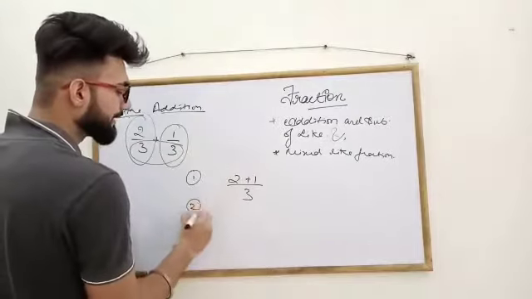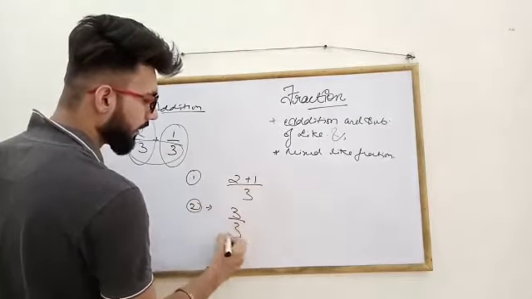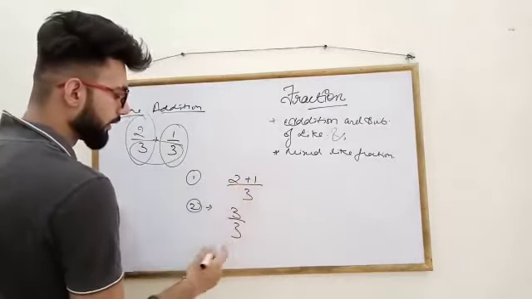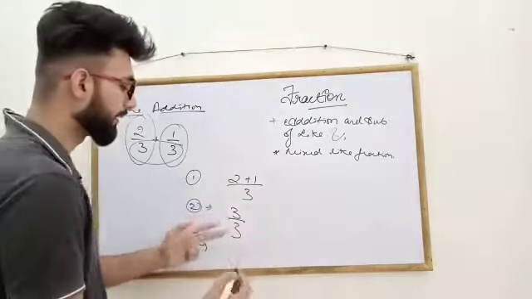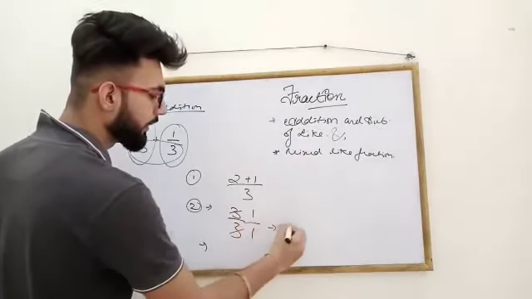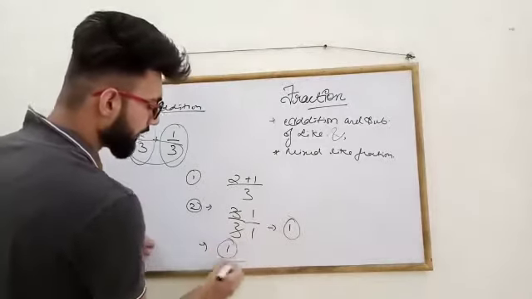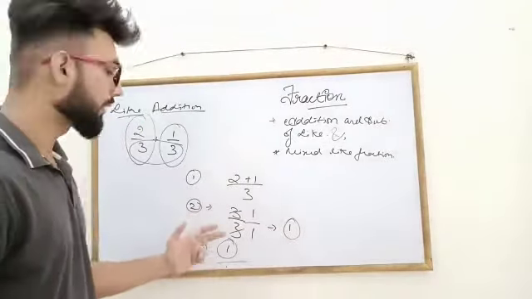Second step, we'll add the numerators: 2 plus 1 is 3, so 3 upon 3. Now as you can see, 3 and 3 are both similar numbers, which means it would be 1 upon 1, or the answer would be 1. So in this manner, we can solve the addition of like fractions. Let's take one more example.